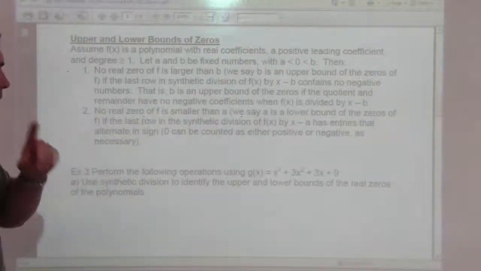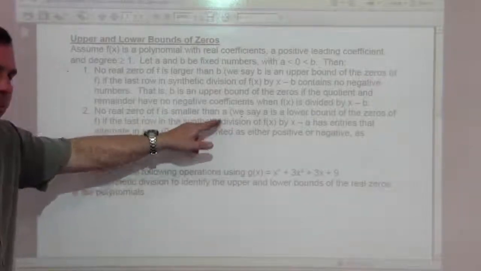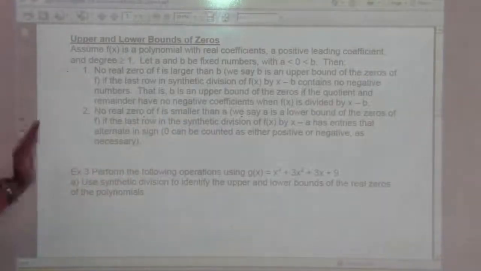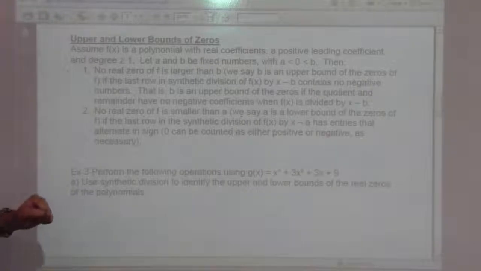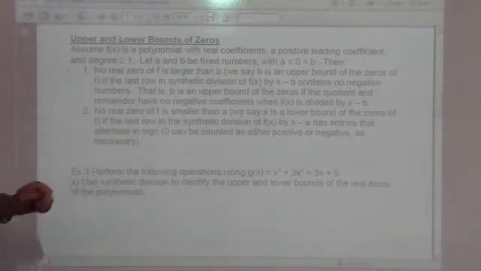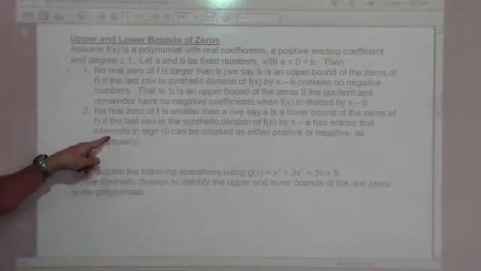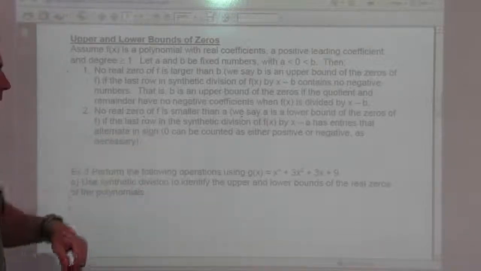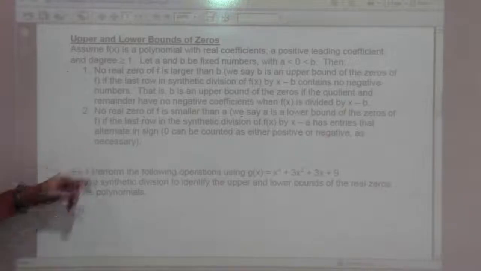No real zero of f is smaller than a, so we're talking on the negative side. We say a is a lower bound of the zeros of f if the last row in the synthetic division of f of x by x minus a has entries that alternate in sign. 0 can be counted as either positive or negative as necessary.